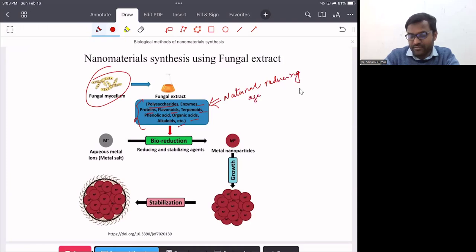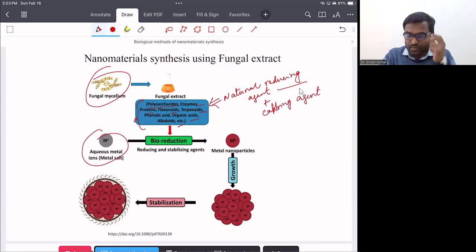reducing agents. In presence of that extract, if we add the metal ion solution, what happens? Since this is a strong natural reducing agent, and at the same time it is a stabilizing agent, or capping agent, the M+ gets converted into M0, and that gives the metal nanoparticle. Here the polysaccharides and enzymes also stabilize the nanoparticles, and we have a stabilized nanomaterial.